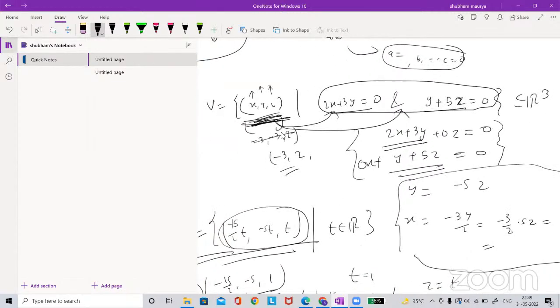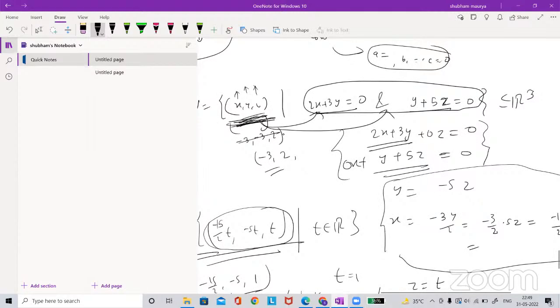And sir, we can create a matrix, sir. 2, 3, 0 and 0, 1, 5. Like a 2 by 3, 2 row, 3 column matrix. We can create it from this system of linear equations, sir.